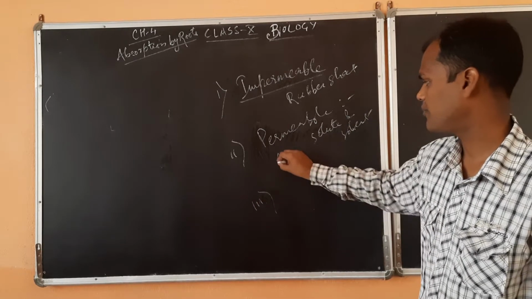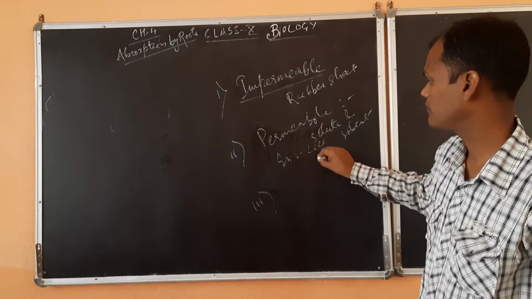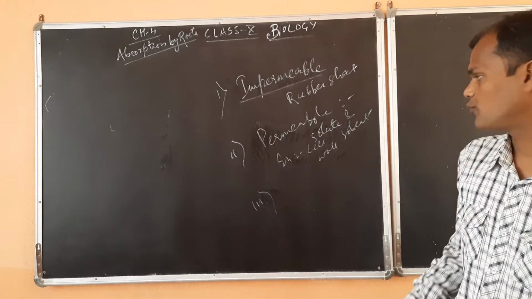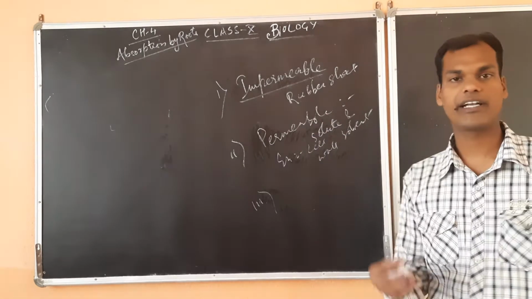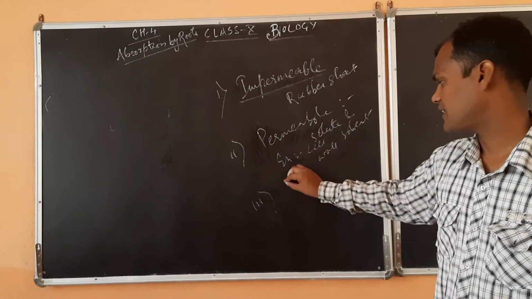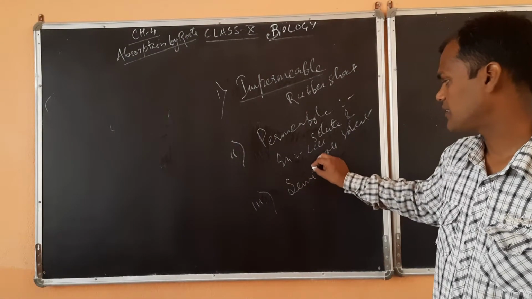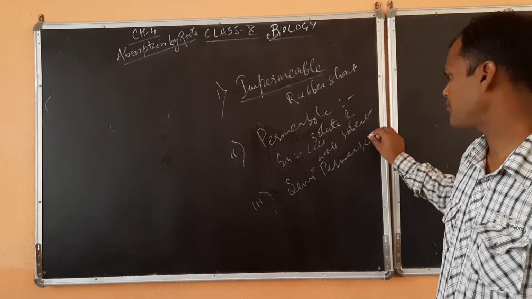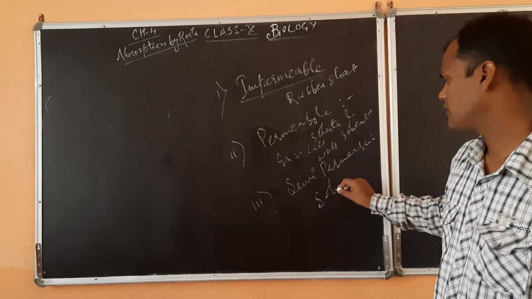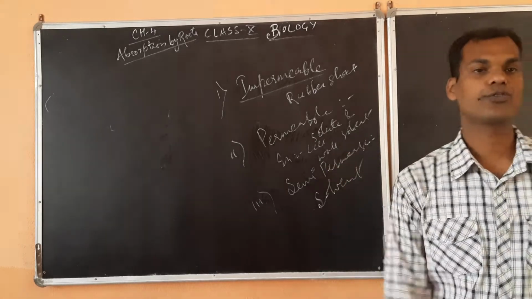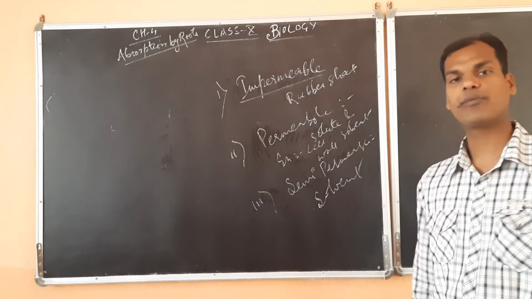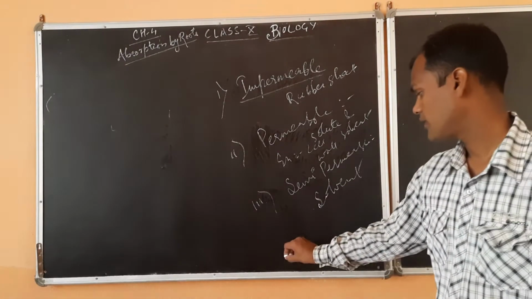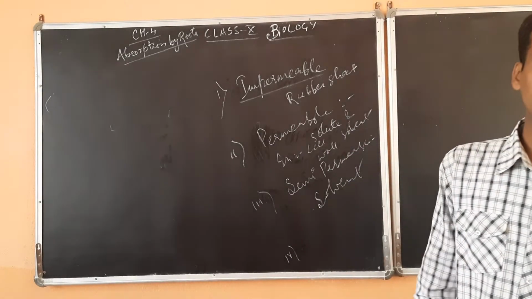Third, for example, this is your cell wall. Cell wall is permeable, fully permeable. Then second is semi-permeable. In semi-permeable, it will allow only solvent molecules to pass through it. That is semi-permeable.